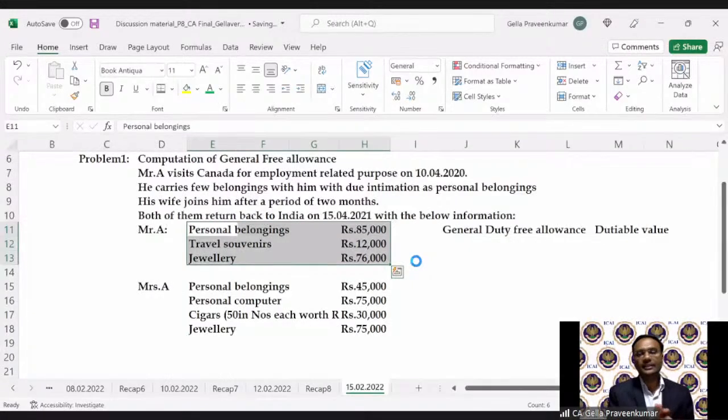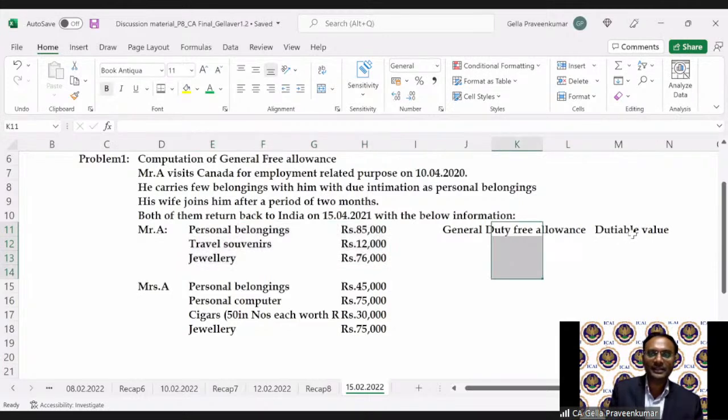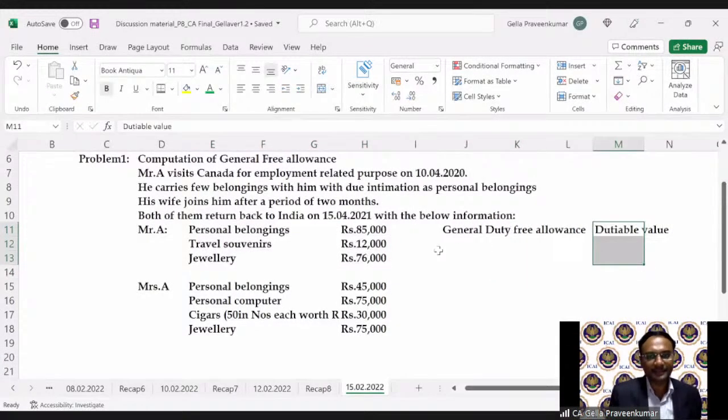Namita is asking this question. So if A is coming back with 5 laptops, then duty needs to be paid on 4 laptops. Yes, for laptops, generally there is an exemption, Namita. Beyond 1 laptop, if it is carried, then he has to pay duty on the balance. Students, please confirm your answer. Mr. A, how much is duty-free allowance? How much is dutiable allowance?